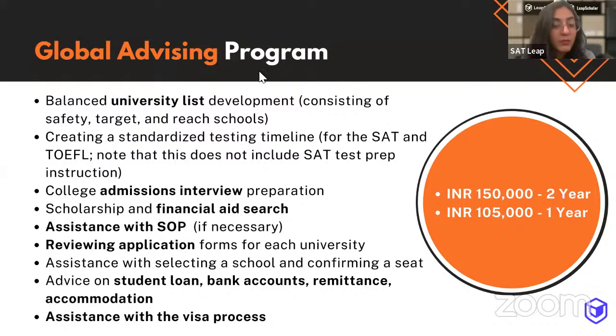That is, I think, very, very important. We help you find scholarships. We also help you find financial aid, assistance with SOP, like I mentioned, and reviewing of application, which is very important because SOP is something that the universities do carefully look into. We also advise on student loan, bank accounts, remittance, accommodation, anything you'll ever need, we are going to be there to provide you with, and assistance with selecting a school and confirming your seat.